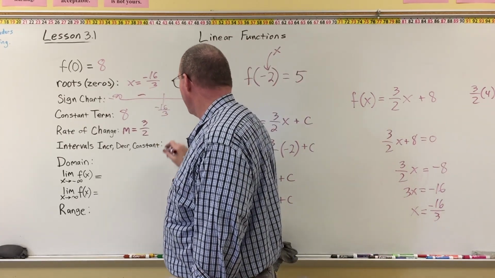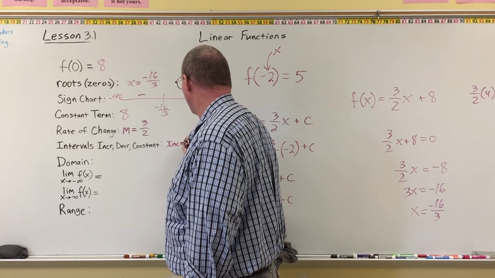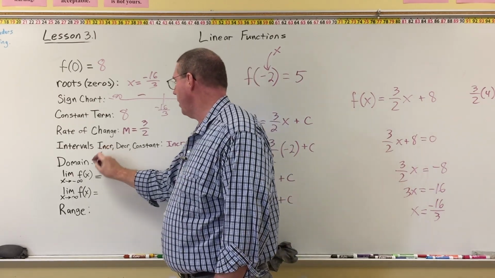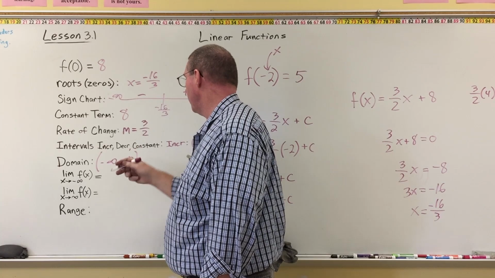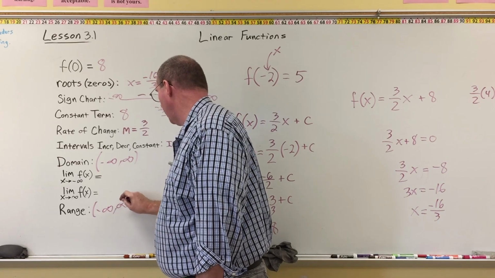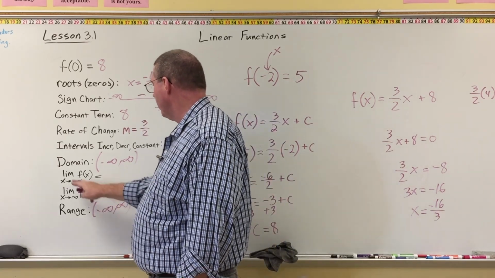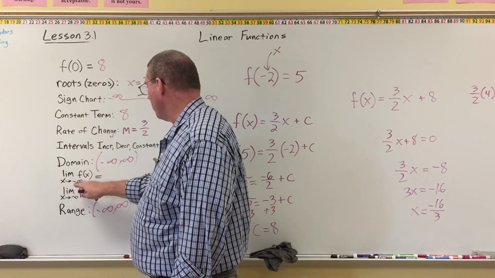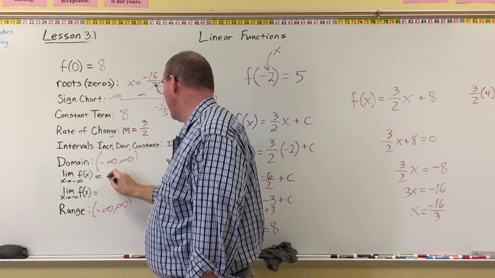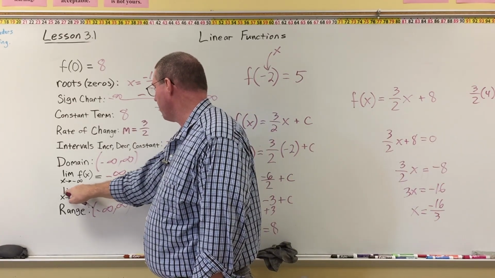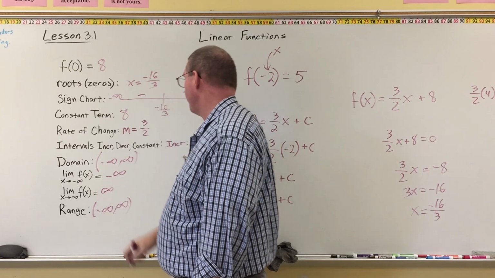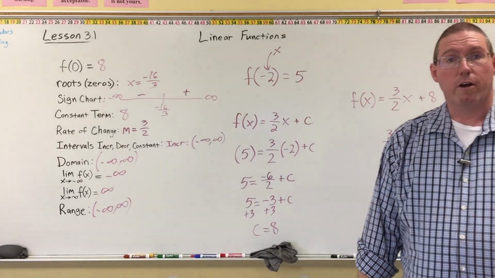Since the rate of change is positive, I know that we have an interval of increase, which is negative infinity to positive infinity. The domain, negative infinity to positive infinity, like it is for all linears. Range, negative infinity, positive infinity, like it is for all linears. And now the limit of f of x as x approaches negative infinity. As we go backwards, here's negative infinity, and look, there's a negative right there, so that must be negative infinity. The limit of f of x as x approaches positive infinity, look, there's a positive right next to the positive infinity, so that must be positive infinity, and we have identified all of our characteristics.